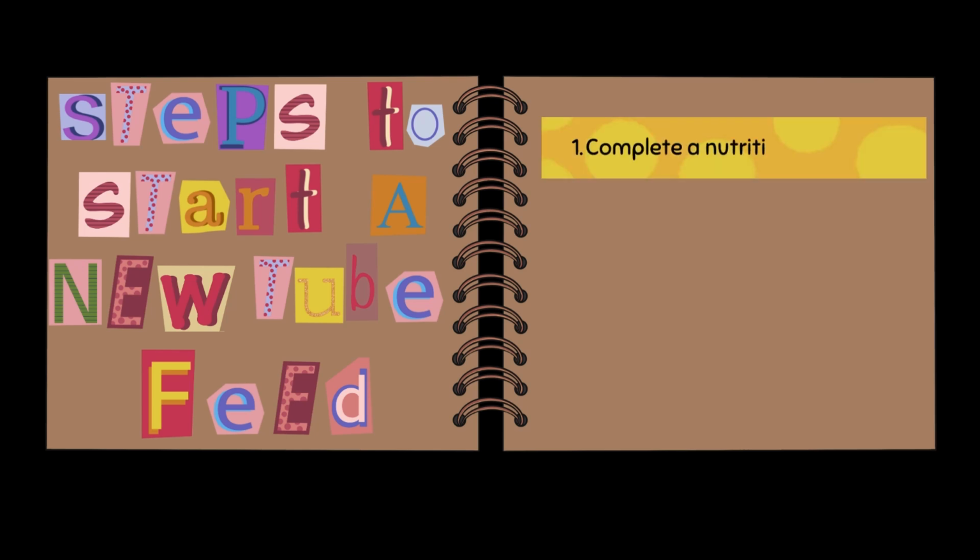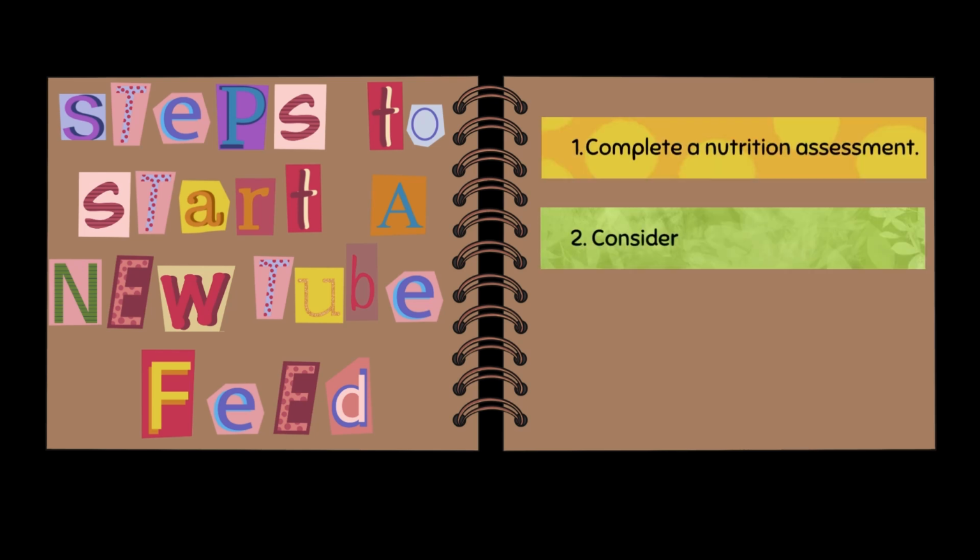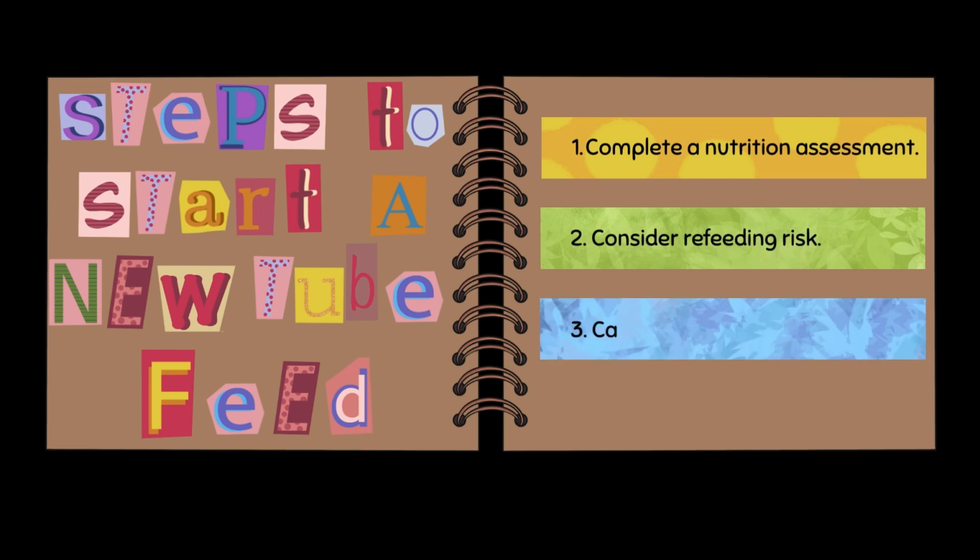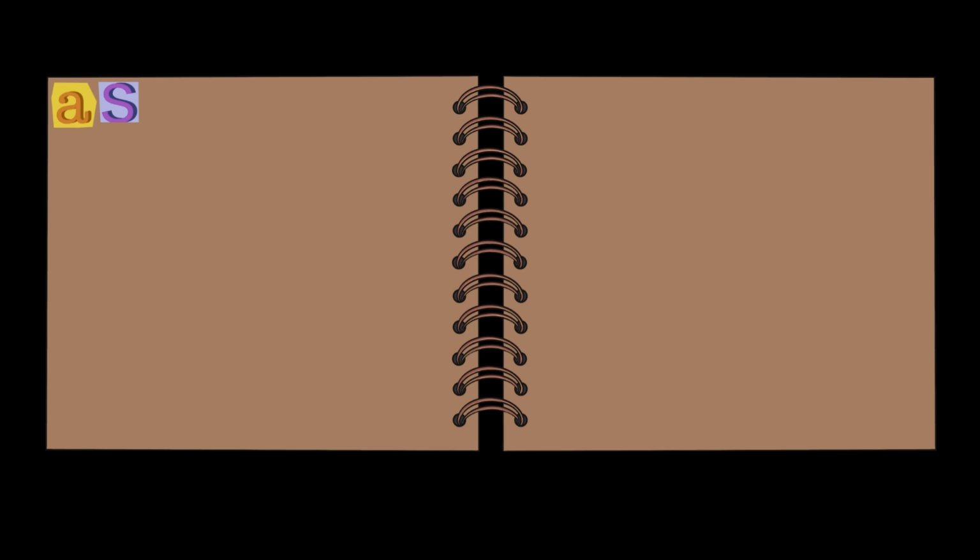The steps that I follow are: number 1, complete a nutrition assessment. Number 2, consider refeeding risk. And number 3, calculate and write orders. I'll be making a few videos to go through these steps, so today we will focus on the nutrition assessment. I will talk specifically about the assessment components that I especially consider for tube feeds.